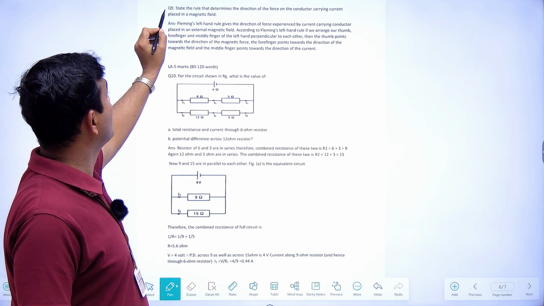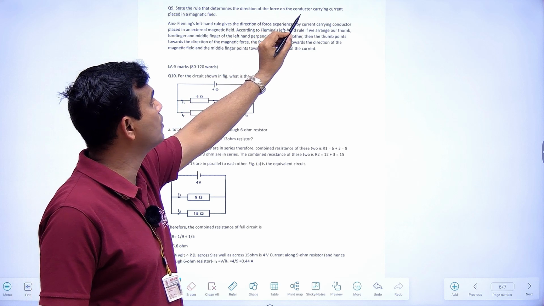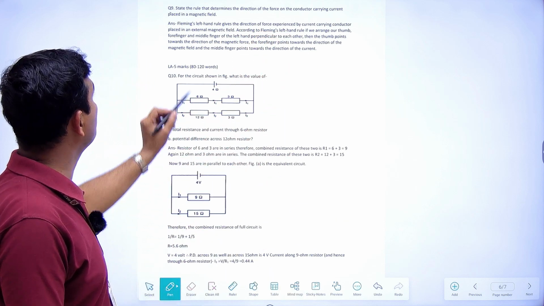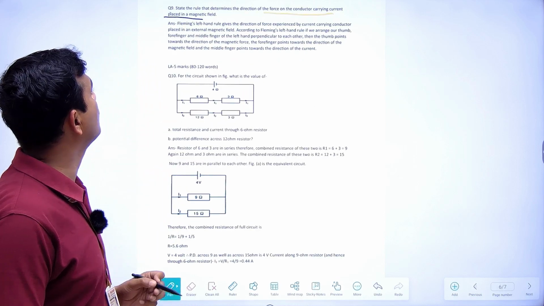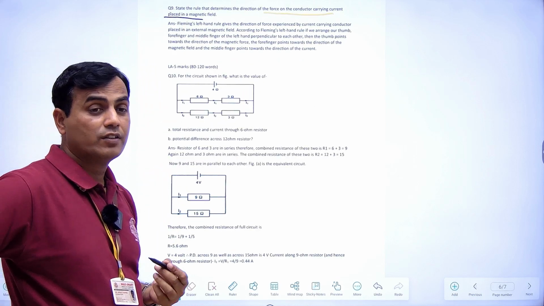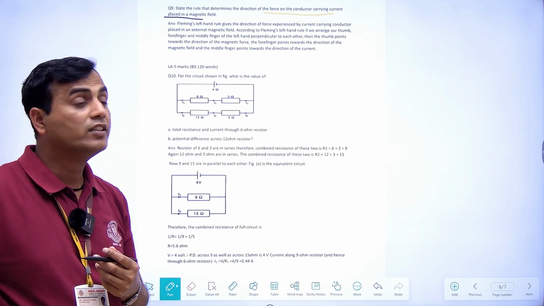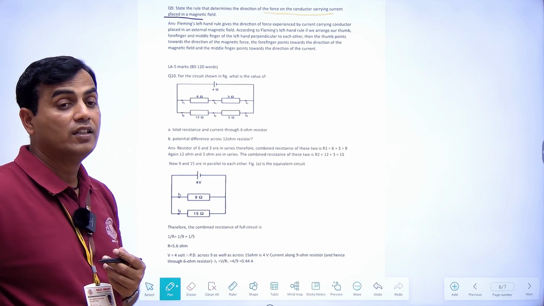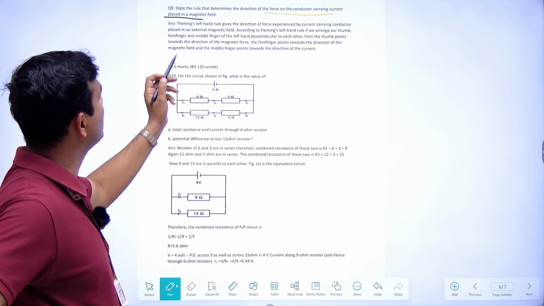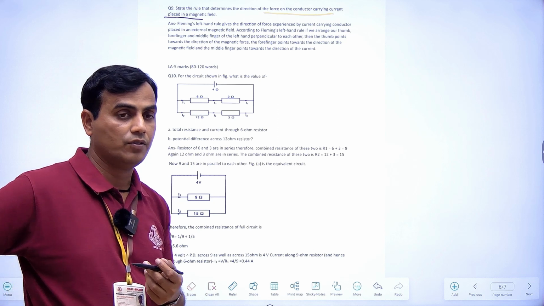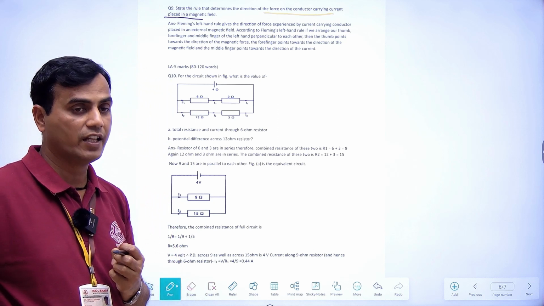I have chosen a particular sample question: state the rule that determines the direction of the force on the conductor carrying current placed in a magnetic field. If a particular object or conductor is placed in a magnetic field and current is carrying in it, by which law will we find the force and the direction? So the answer is Fleming's left hand rule. Fleming's left hand rule will provide us the magnetic force direction.